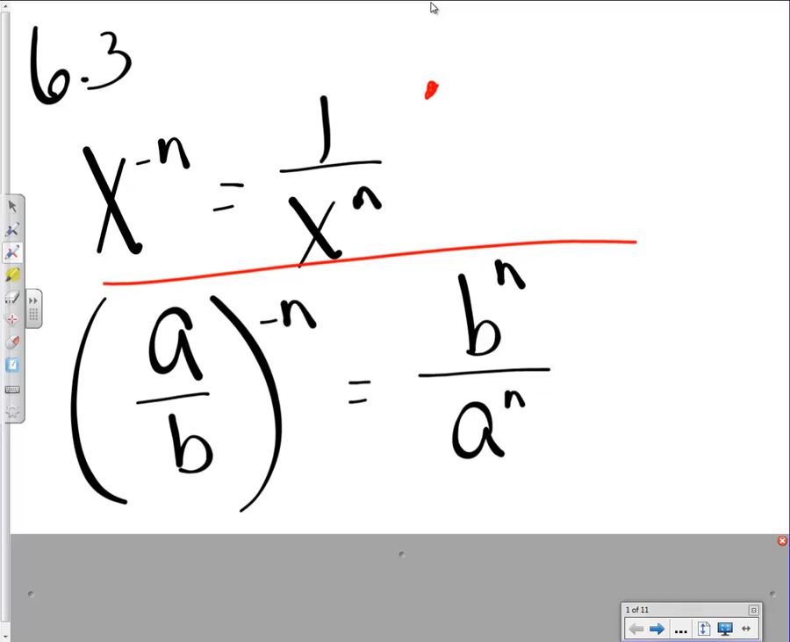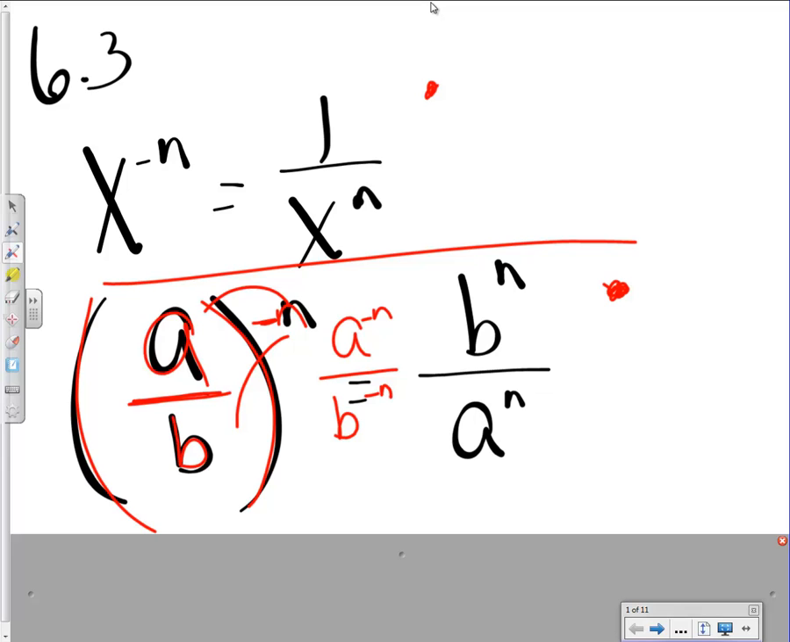Here's the top one that we've learned in 6.2, and here's this one, the same rule being applied, but just in a little bit different format. They're saying that if there is a fraction number in parentheses raised to a negative power, that negative power goes to both pieces, and I want you to see that it then becomes this fraction here.